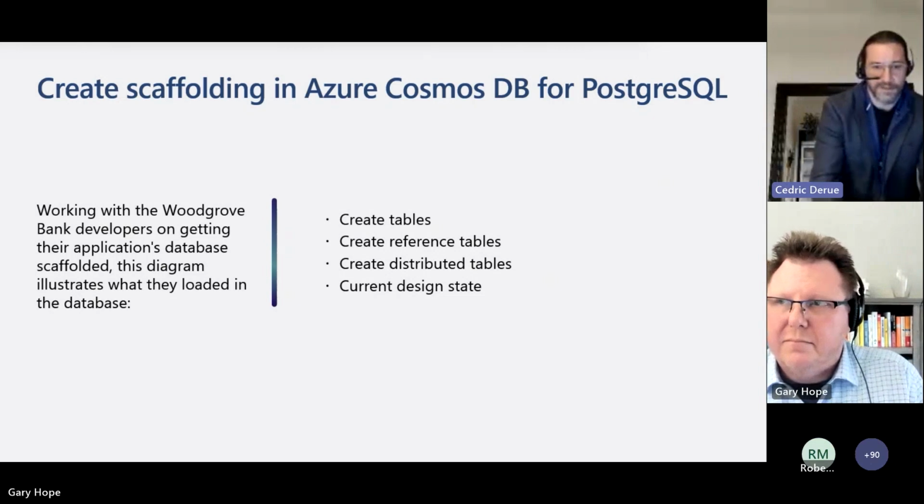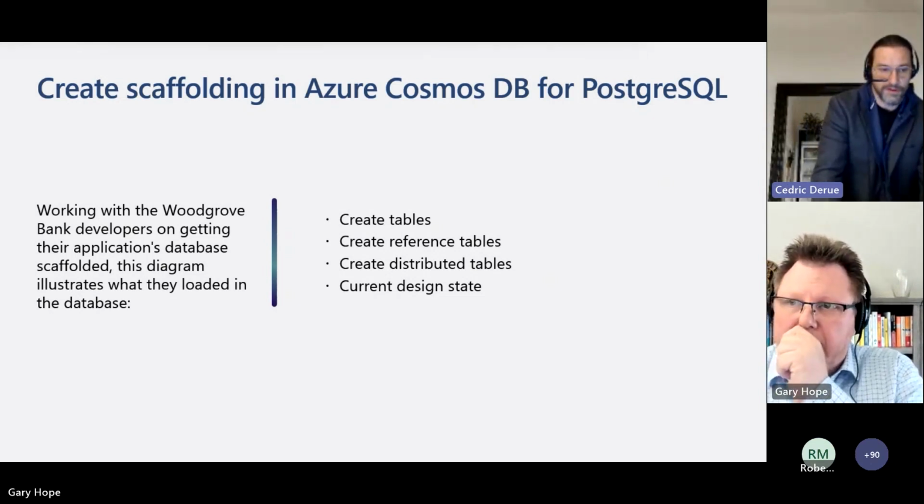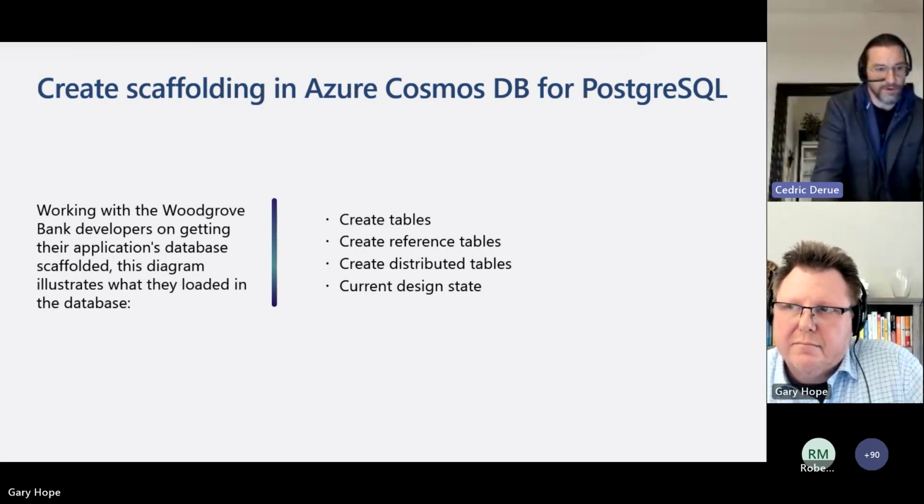So to summarize, we have seen how to create local tables, reference tables, distributed tables, and we have seen also how to inspect the current design state by querying the Citus tables.